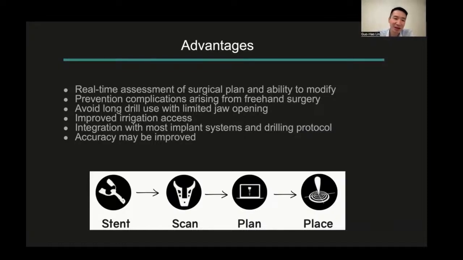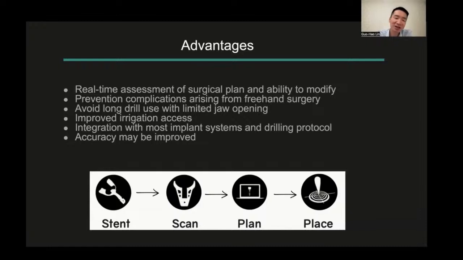So second, we are able to really avoid complications arising from freehand surgery. As I mentioned before, a lot of times if we need to abandon our static guide, freehand surgery will be inevitable. But this could be totally avoided when we have a dynamic navigation system.